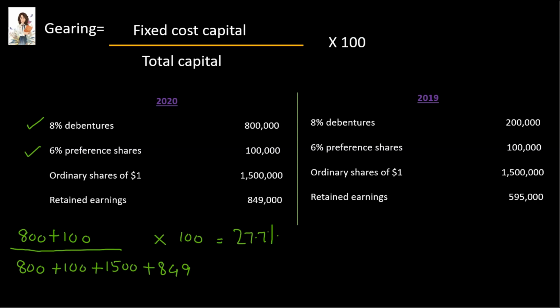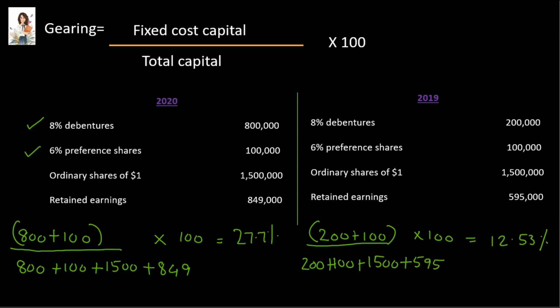In the same way, we will find out the gearing ratio for 2019. We can put the numerator in bracket so that we don't get confused. The gearing ratio in 2019 is 12.53%. We can see that in the year 2019, 12.53% of the total capital employed was provided by people other than ordinary shareholders. In 2020, the company became more highly geared. 27.7% of capital employed was provided by people other than ordinary shareholders. So the company became riskier in 2020.